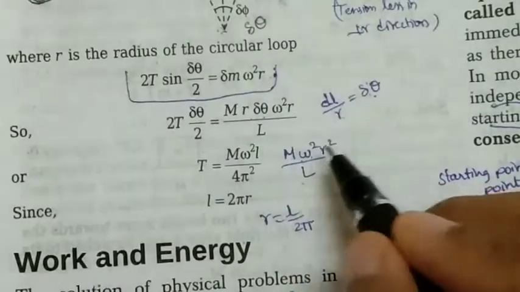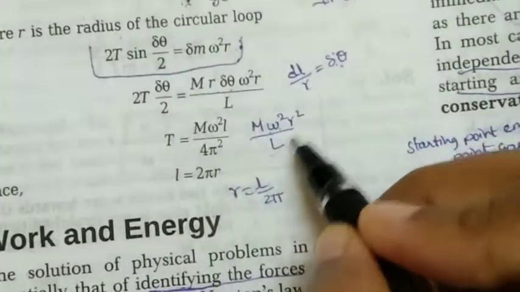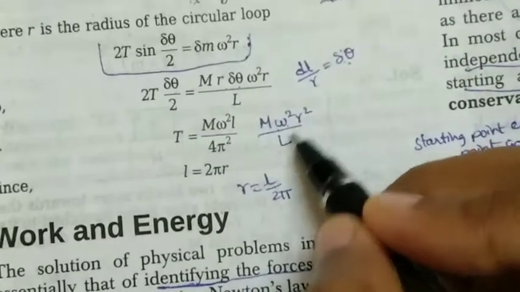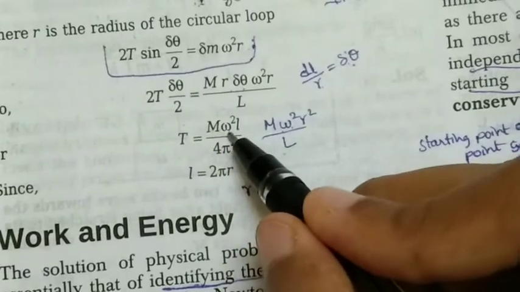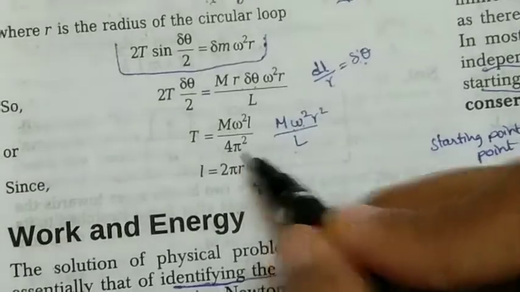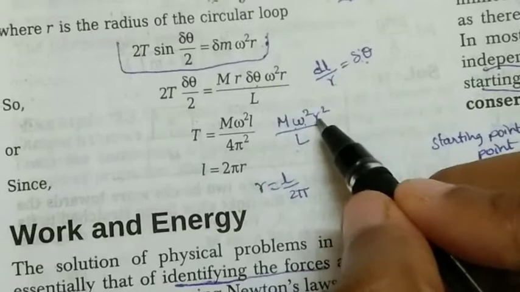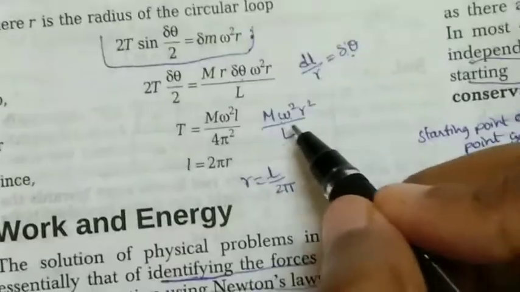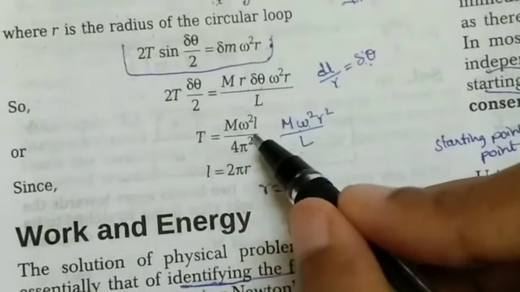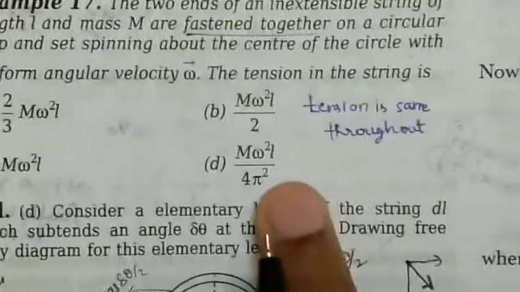So that one we need to substitute in this r's. Then what we would get in the place of r, l square by 2 pi whole square. So l square by 4 pi square. So l would get cancelled. Then we would have M omega square l by 4 pi square. After substituting here, one of the l's would get cancelled. We would get finally tension of the string as this. So T is also M omega square L by 4 pi square.